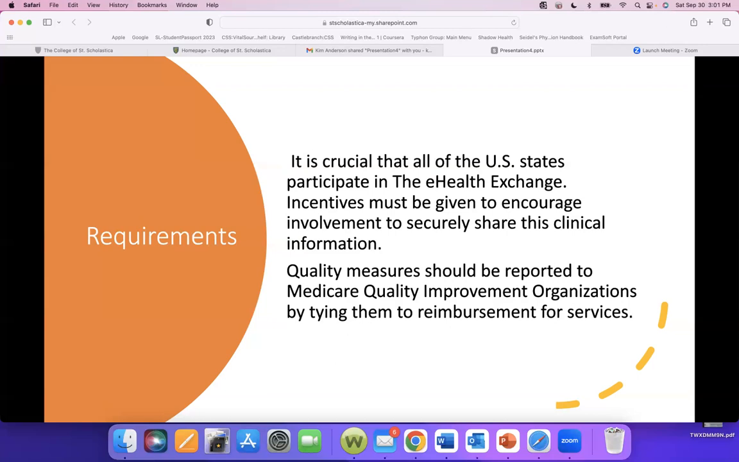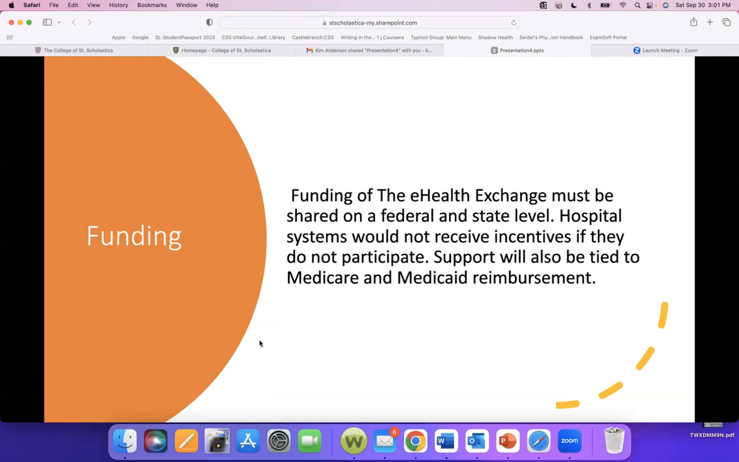Already, the eHealth Exchange has Medicare on their board, so Medicare is definitely involved in this process. And I think it's really important to continue that and improve on that also. I think a good way to tie in those quality measures is tying them into reimbursement for services that we already have put in place.